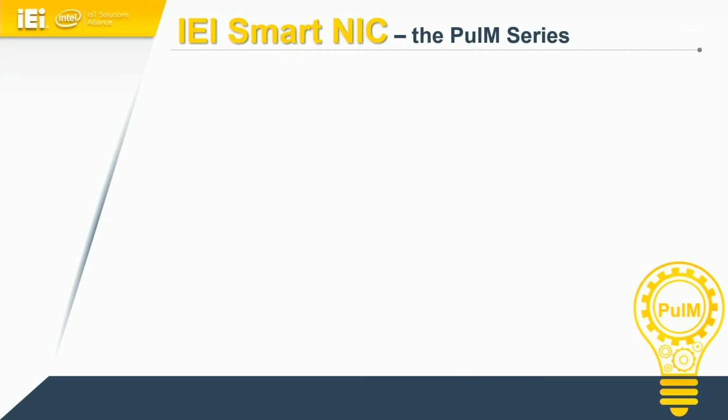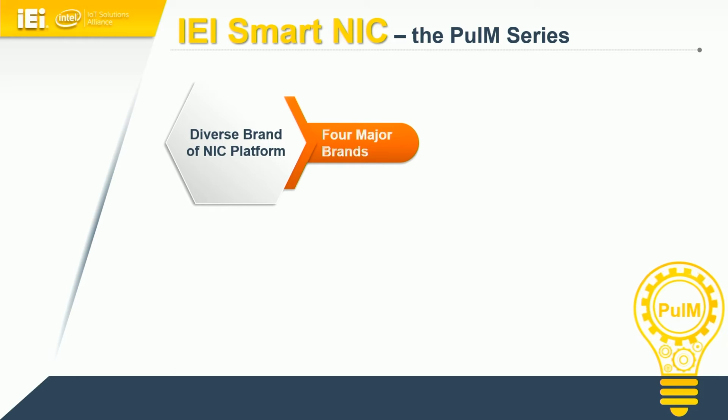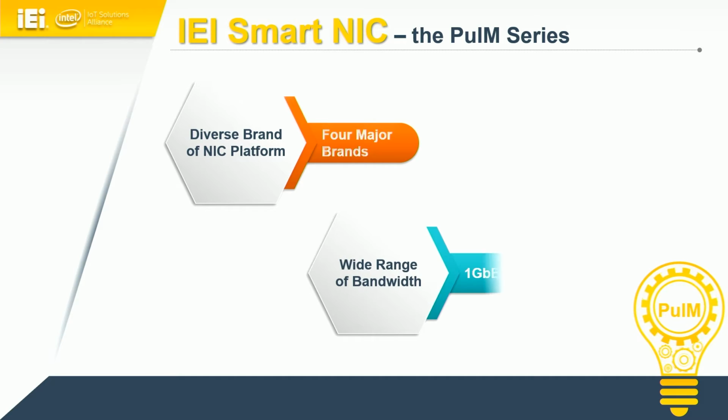Yes. In addition to the advantages just mentioned, the PulM network cards also have diversified designs. First, developed based on NIC platforms such as Intel, Mellanox, Broadcom, Aquantia. Second, a wide range of speed and functions to meet your needs. IEI PulM's bandwidth speed ranges from 1 GB to 100 GB, providing various options for users.